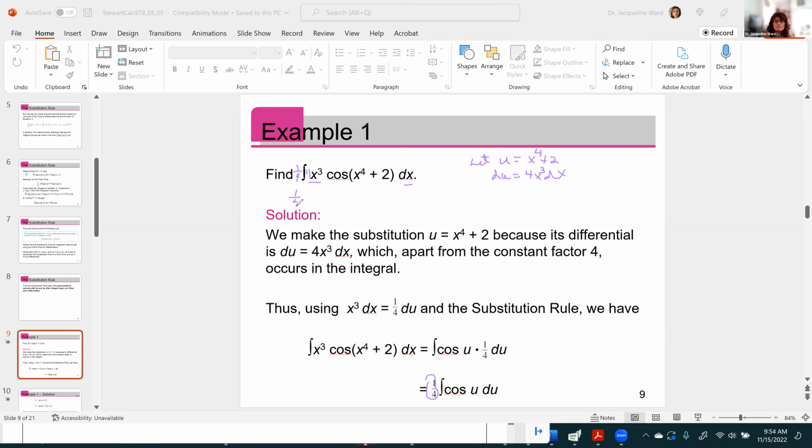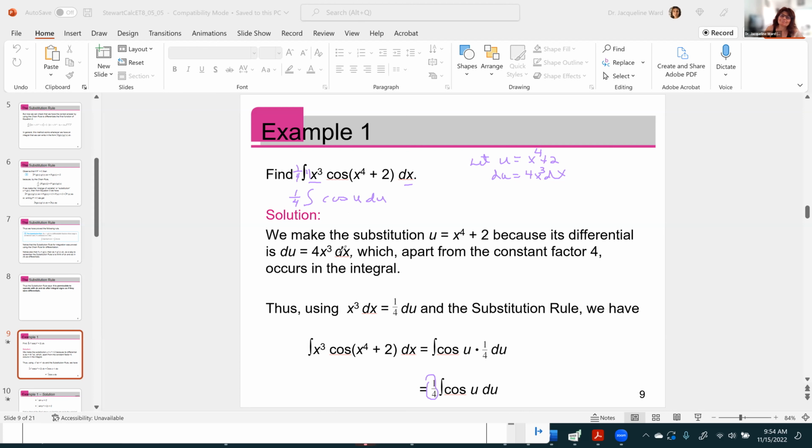So I would do 1/4 cos u, and then 4x cubed dx is my du. This is how I do it. Most people my age or older will do it this way because this is how we learned it. At some point, Stewart changed the dominant method. Obviously they both work fine, but to me this just makes more sense, because I've been doing it this way since 1988. It's a long time to be doing it that way. But they're both exactly the same. The first time I saw this, I was like, what?